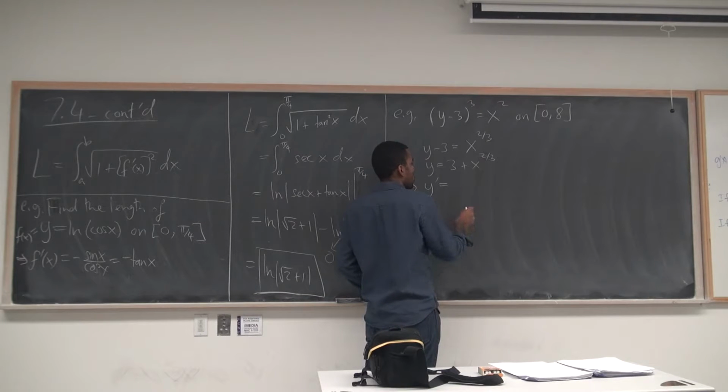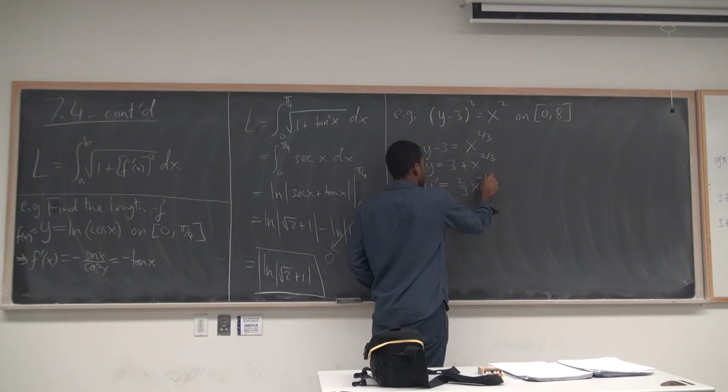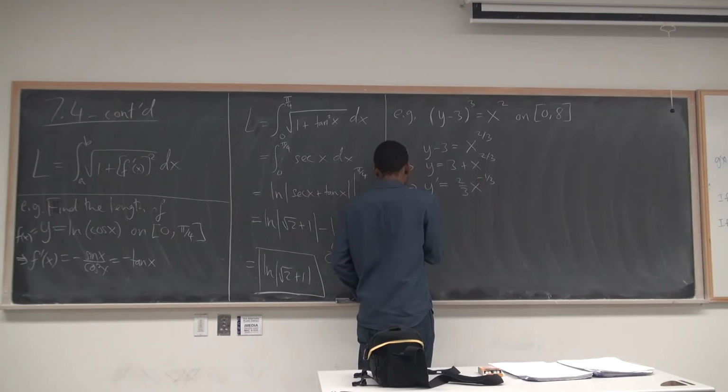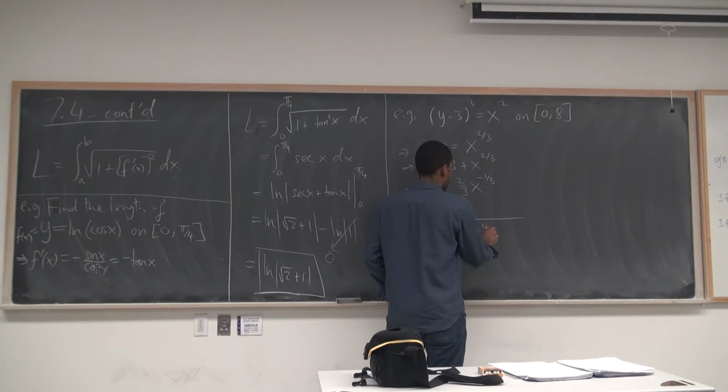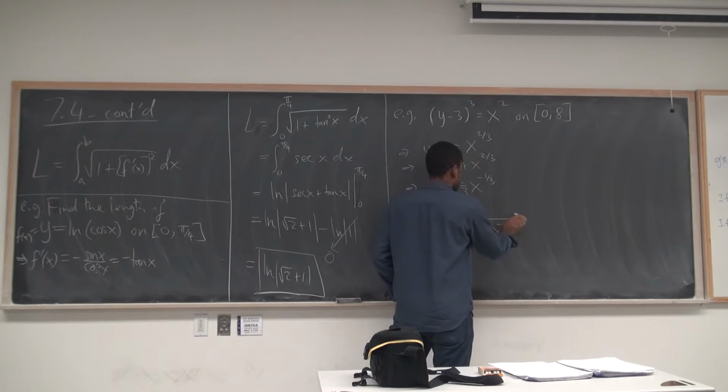2 over 3 x to the negative 1 over 3. Don't tell me you guys forgot how to differentiate. Right. So this means the length of this curve is the integral from 0 to 8 of the radical of 1 plus 4 over 9 x to the minus 2/3.